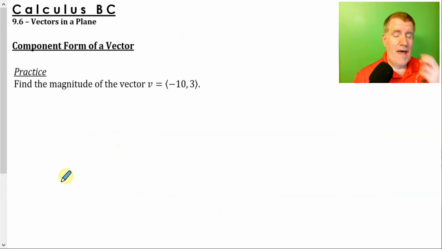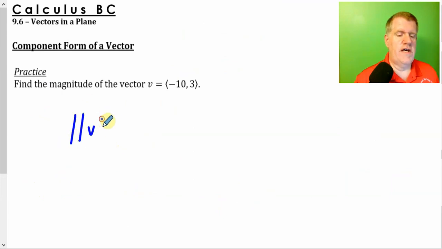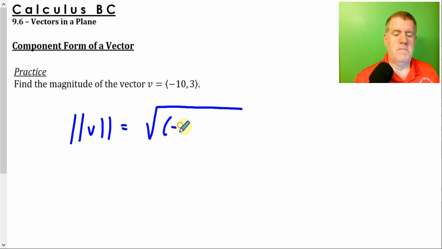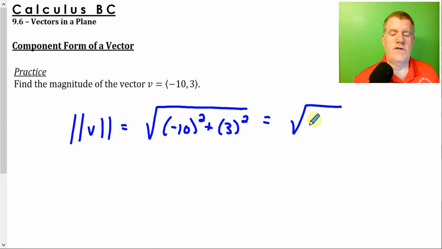All right, find the magnitude of the vector. Well, the magnitude is pretty darn easy because that is simply the distance. Well, -10 and 3. Square them just like the distance formula. You have the square root of 109. And that is your magnitude, just like that.